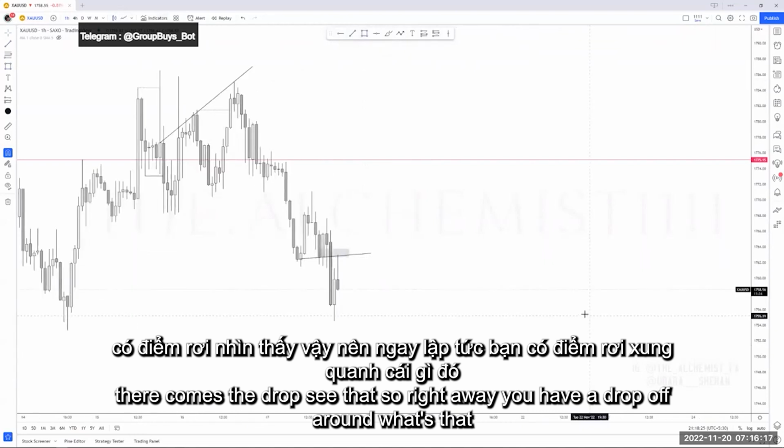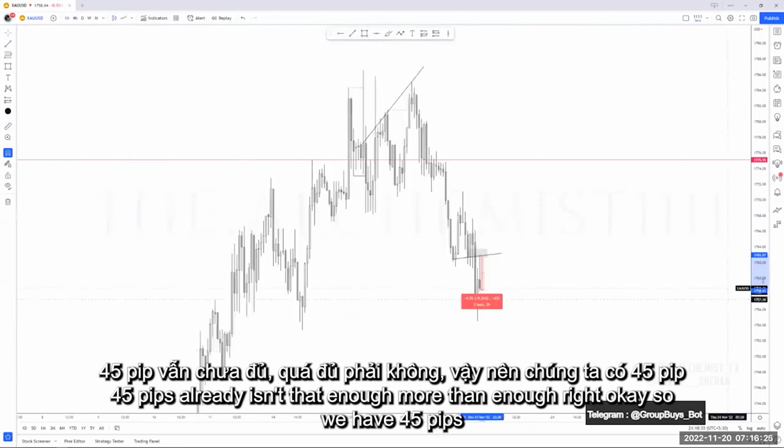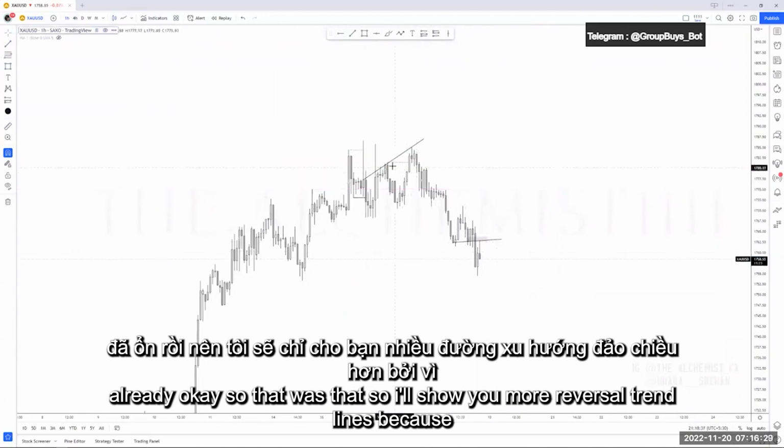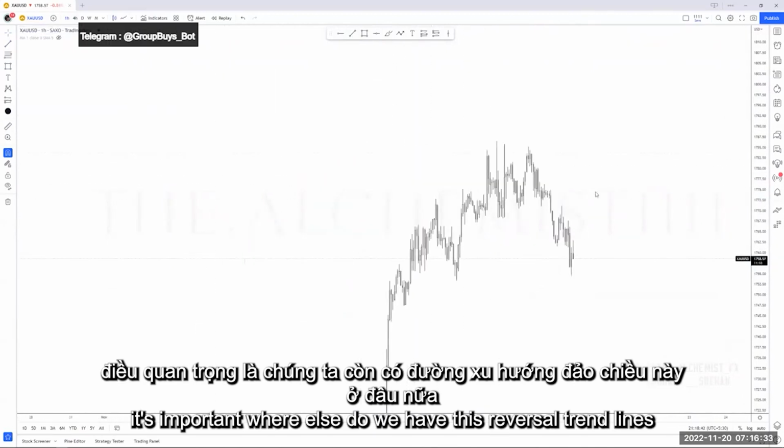There comes the drop. See that? So right away you have a drop of around, what's that? 45 pips already. Isn't that enough? More than enough, right? Okay, so we have 45 pips already. So that was that. So I'll show you more reversal trend lines because it's important.